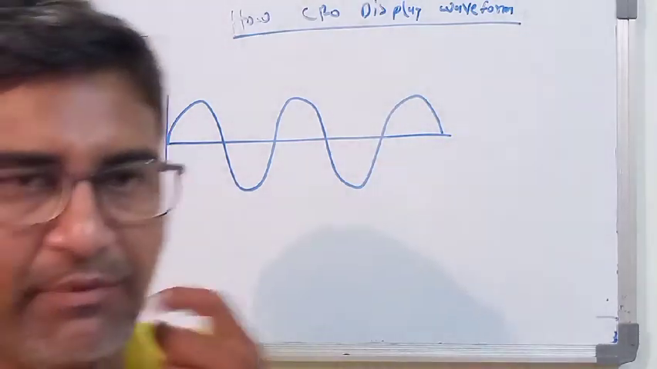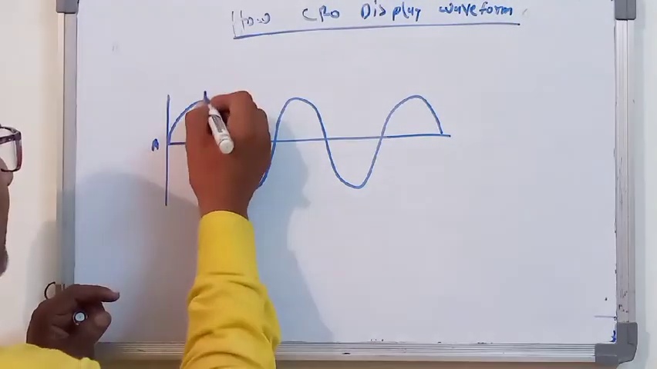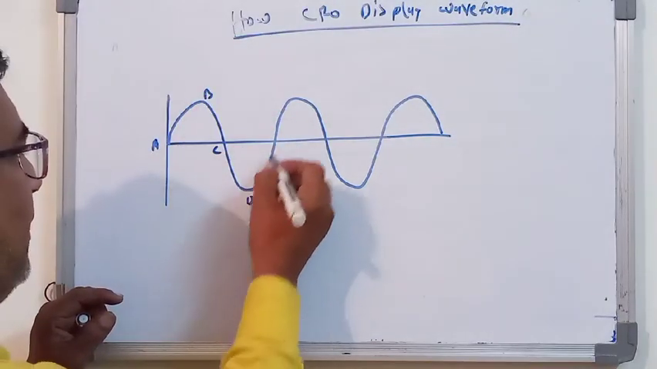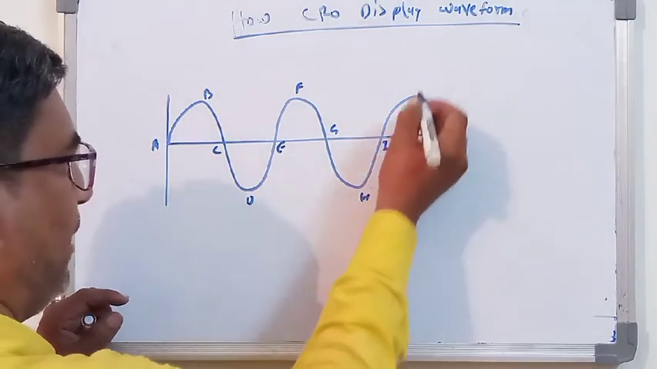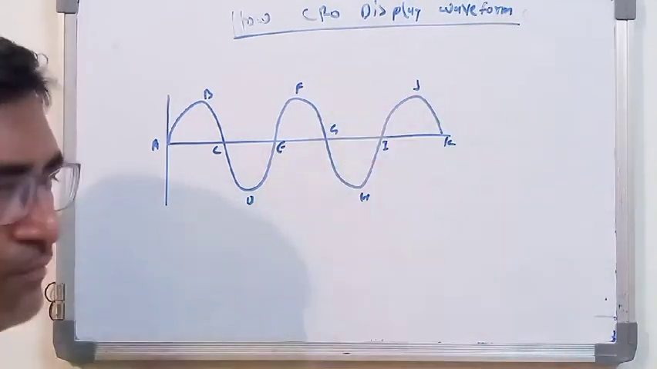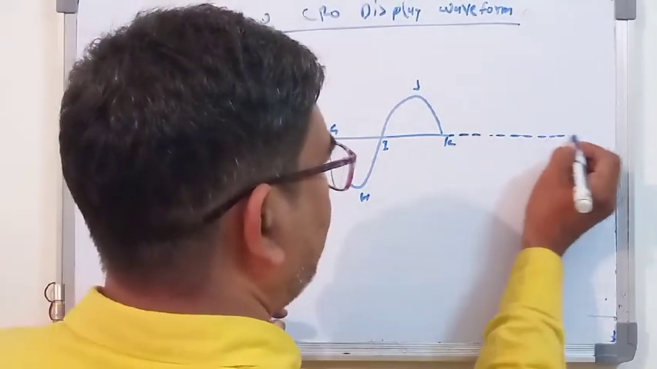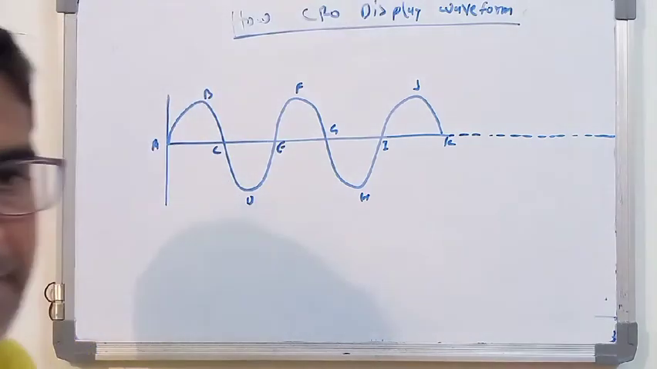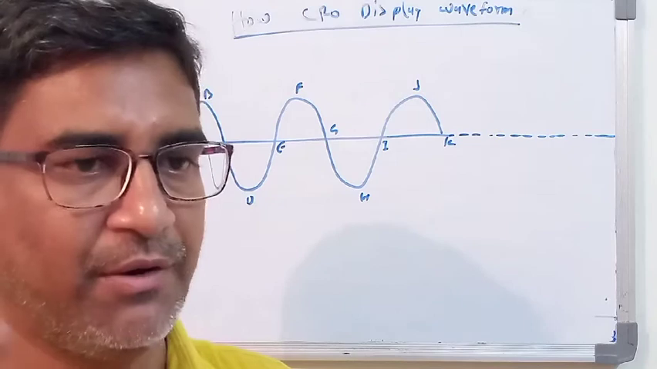Okay, we will mark here as A, B, C, D. Here A, B, C, D, E, F, G, I, J and K and so on. As soon as the wave occurs like this, we mark the positions A, B, C, D, and the AC voltage is obtained.